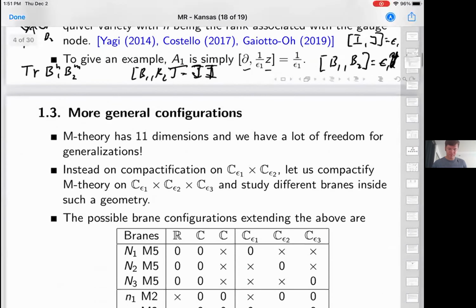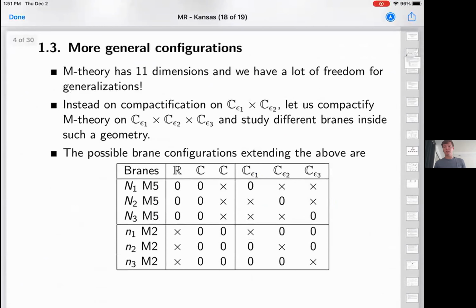Okay. So basically, I just wanted to introduce these M5 brane and M2 brane algebras associated with stacks of M5 branes and M2 branes. And now we are going to move to the generalization.